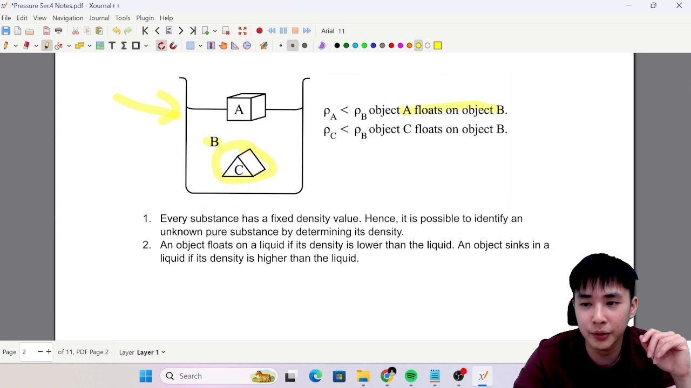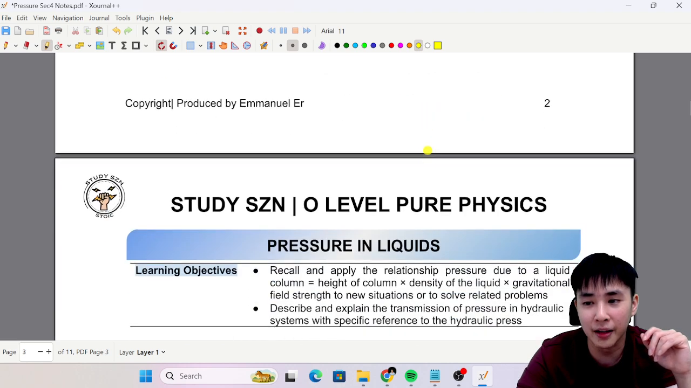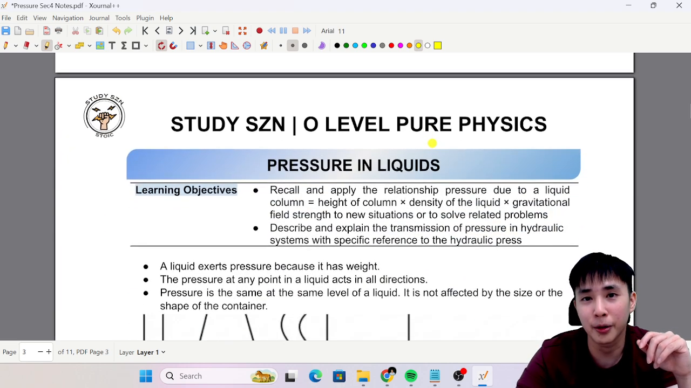Okay, we are done with the very first part of pressure. In the next part, I'll be covering something much harder, which is about pressure in liquids.